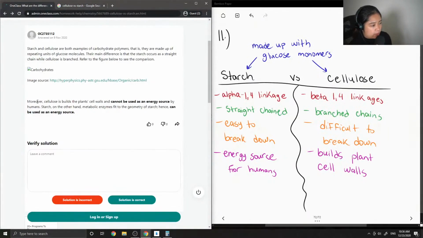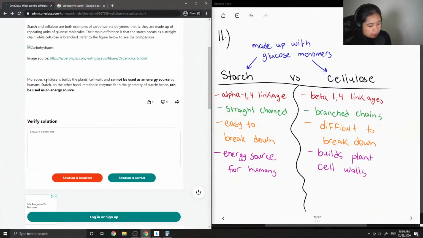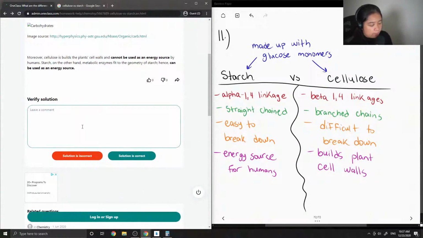The junior tutor also said, moreover, cellulose builds the plant cell walls and cannot be used as an energy source by humans. Starch, on the other hand, metabolic enzymes fit to the geometry of the starch, hence can be used as an energy source. Okay, so the solution is correct. I'll also add some of my points.